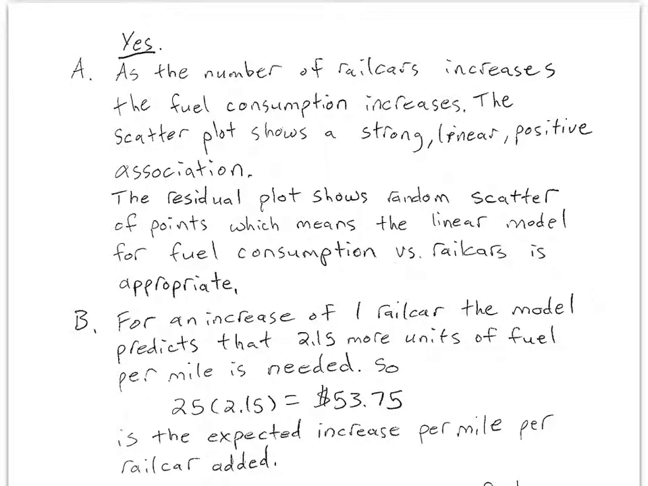Great. So part A asked about this relationship between the number of rail cars and the fuel consumption. So notice I'm answering that in context, pretty much exactly what I said when I looked at that scatter plot. As the number of rail cars increases, so does the fuel consumption. The scatter plot shows a strong linear positive association. And then I also threw in the piece there about the residual plot. The residual plot shows random scatter, which means that the linear model for fuel consumption versus rail cars is appropriate.